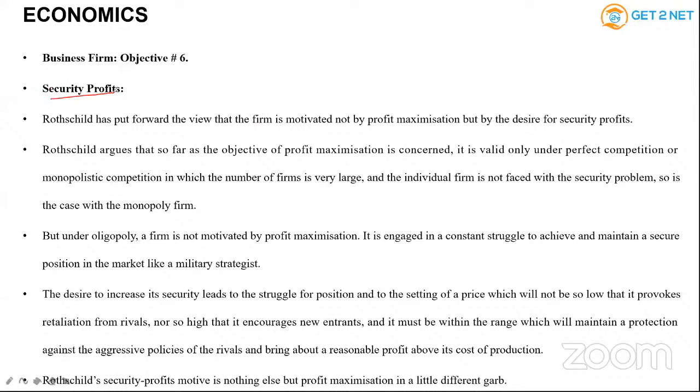Okay, next, security profits. Okay, now profits has to be also secured. ऐसे नहीं कि uncertain आज होगा कल होगा, no. So Rothschild has put forward the view that the firm is motivated not only by profit maximization, मतलब आप खाली बोल दोगे profit maximization ही सब कुछ है, no, you cannot say that, but by the desire for security profits. प्रॉफिट सिक्योर होनी चाहिए, एक एश्योरेंस होनी चाहिए कि इतना प्रॉफिट तो मिलेगा ही मिलेगा.